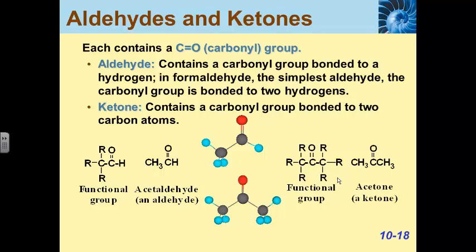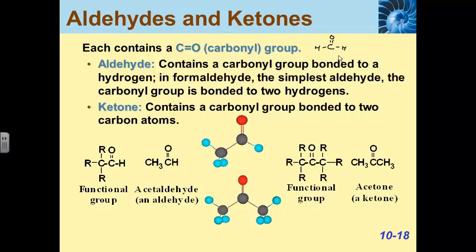Let's talk a little bit about aldehydes and ketones, 2 different functional groups, but we'll talk about them together here since each of those functional groups contains a carbonyl group. Carbonyl is C double bond O. An aldehyde contains a carbonyl group bonded to a hydrogen, in other words, it's going to be at the end of a chain. The simplest, of course, would be formaldehyde. The carbonyl group bonded to 2 hydrogens. So that structure for formaldehyde would have a carbon, double bond O, H, H.